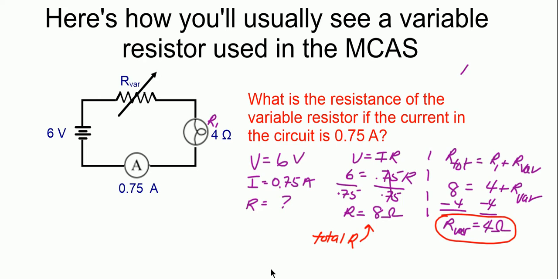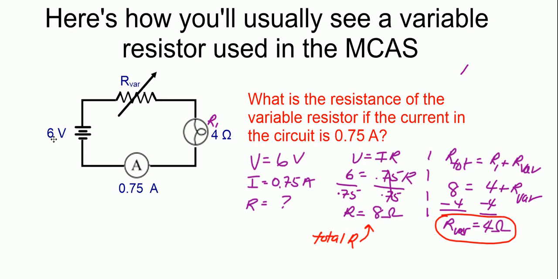Now here's how you usually see a variable resistor on the MCAS. Let's see, we have a battery there. We're given the current. We have a light bulb here we know, but we do not know the resistance of that variable resistor. What is the resistance of the variable resistor if the current in the circuit is 0.75 amps? Now you're going to use a blue sheet, right? Let me do it too.